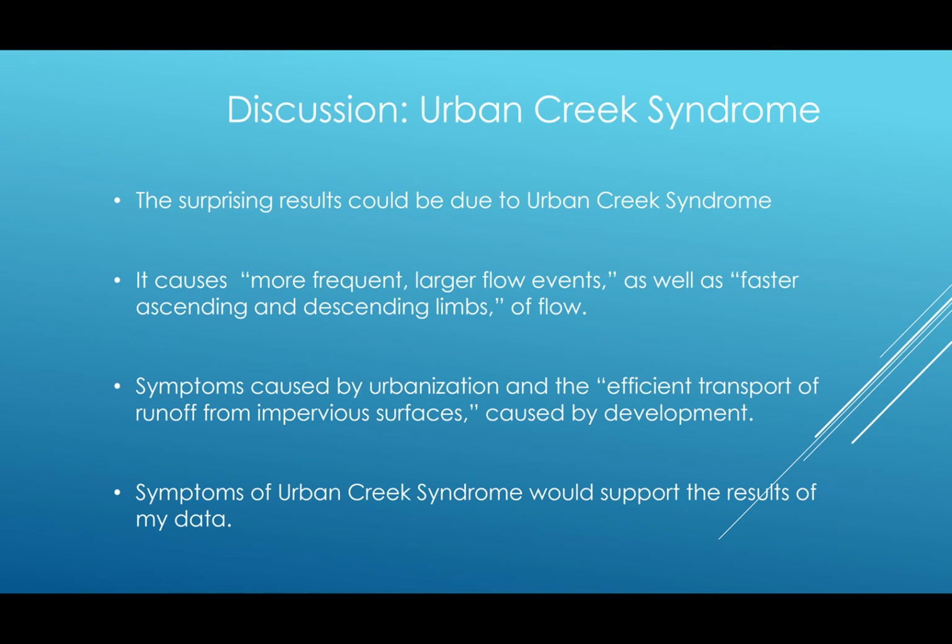So it could explain a lot of the situations we were seeing in those surprising results due to the symptoms of urbanization. These symptoms of urbanization often can cause the efficient transport of runoff from impervious cover, which we were talking about before, which is caused by development. So it's causing more rain to flow into the creek and then more rain to flow right out of it, and so it's not keeping that consistent flow happening. That also could bring in a lot more pollutants, which could explain the clarity issue. It could explain the odor, the litter. So all of this efficient transport of runoff over these impervious surfaces could be explained by this urban creek syndrome that we're looking at.